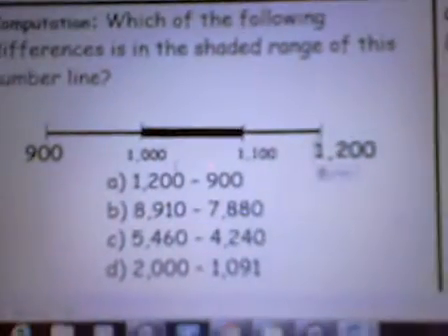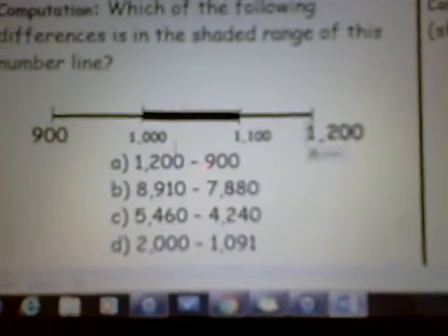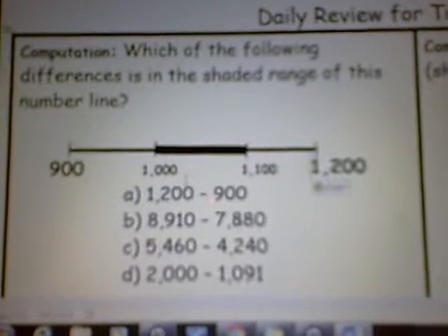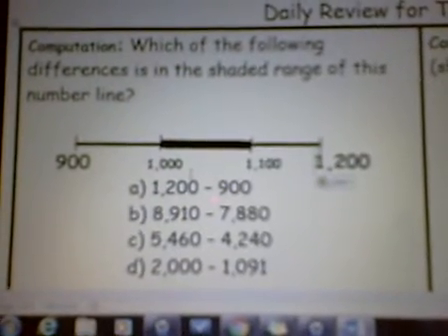10 minus 1 is 9. 9 minus 9 is 0. 9 minus 0 is 9. 1 minus 1 is 0. So my final answer is 909. So there's only one possible answer choice for question number 1. Please make sure you show your work on every single problem.